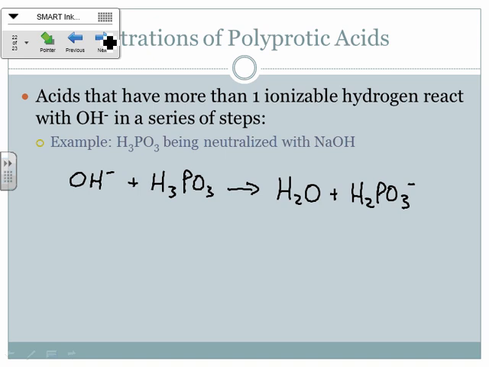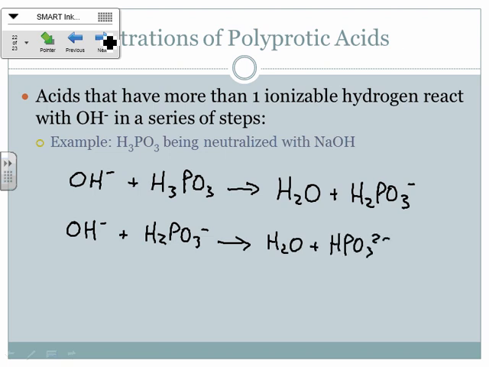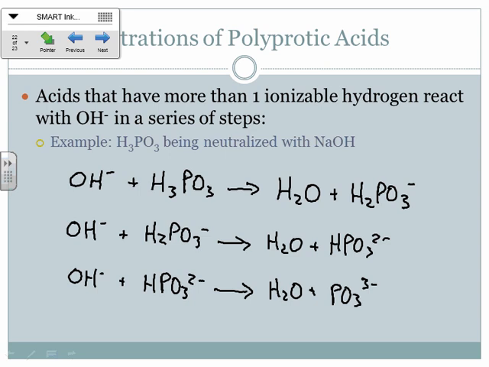Then if you keep adding OH minus to the solution, the second step would be the OH minus reacting with the H2PO3 minus to make more water and HPO3 2 minus. Then again, if you keep adding OH minus, that's going to react with the HPO3 2 minus and convert it into PO3 3 minus. So you can just think about that happening in a series of steps.